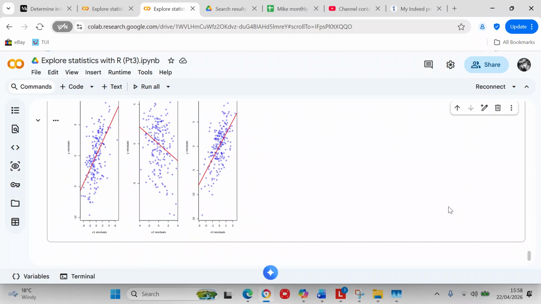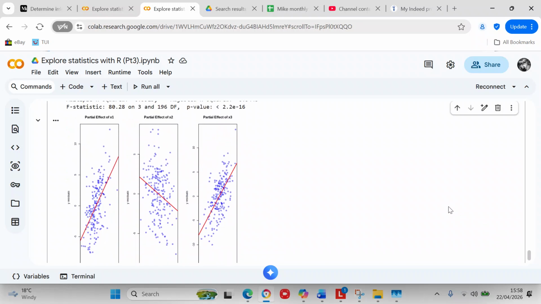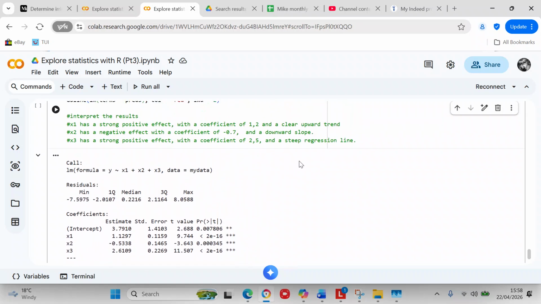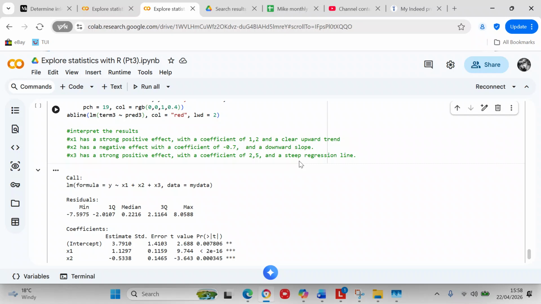You can see here that what we plotted is x1, x2, and x3. x1 is a positive correlation. x2 is a negative correlation. And x3 is also a positive correlation. But we're going to interpret it. So we're going to interpret the results.